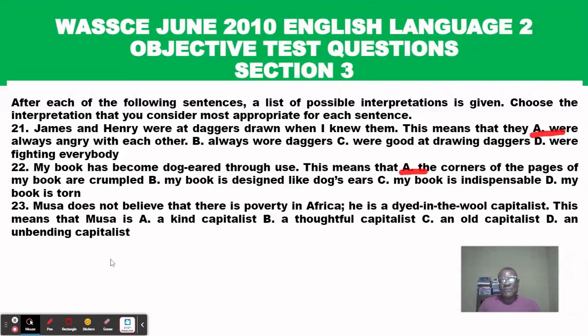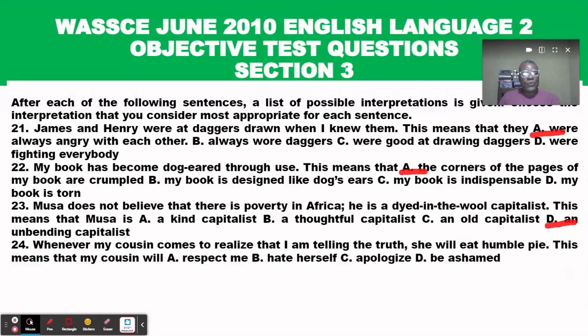Now, this means that Musa is a kind capitalist. No. B, a thoughtful capitalist. No. C, an old capitalist. No. D, an unbending capitalist. That's correct. Rigid, unbending. All right? You can't change his views.